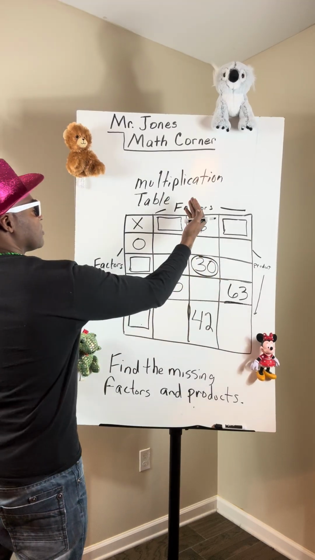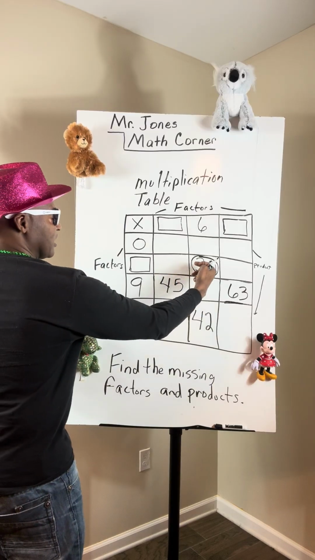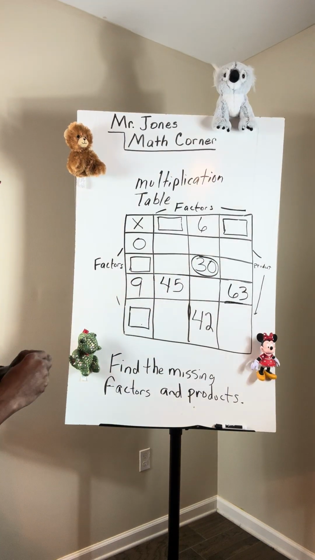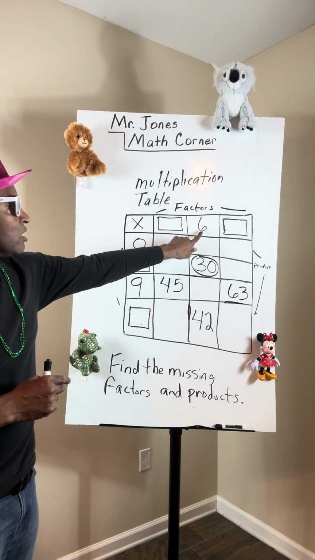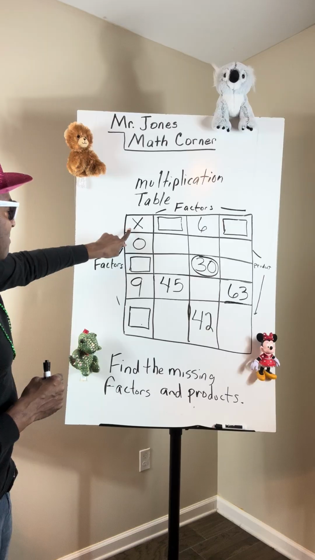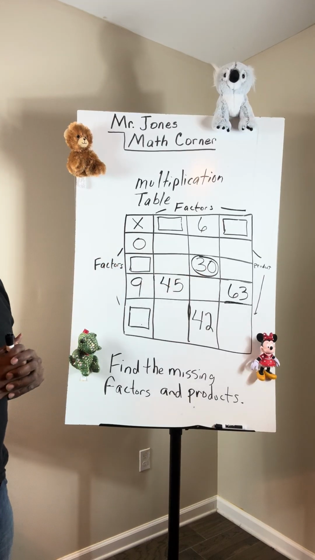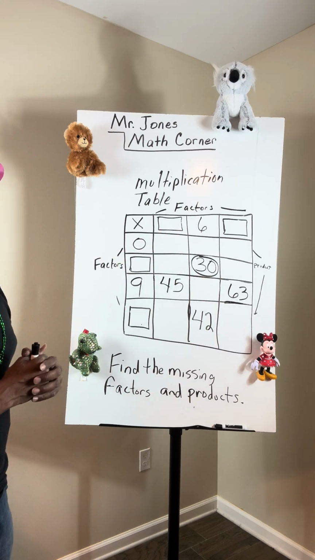Let's look up. We see our factor, which is 6. Let's look to our left. The factor is blank. But now we know one factor. So 6 times what gives us 30? And we can skip count by 6s to find out.